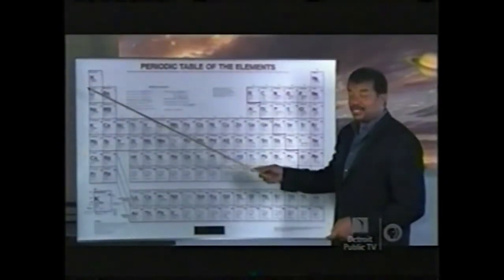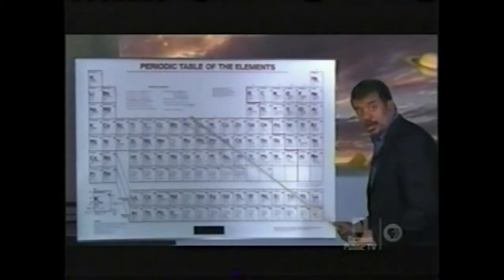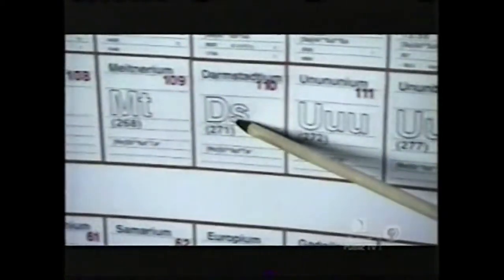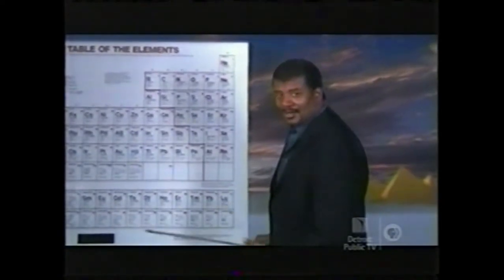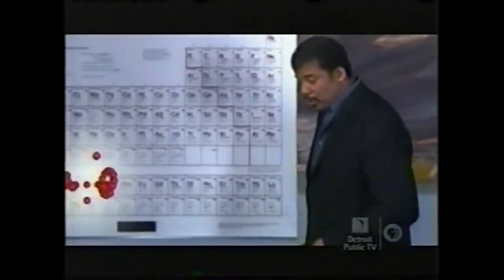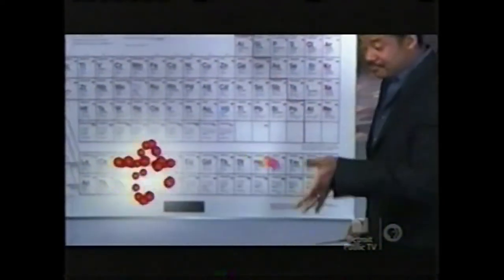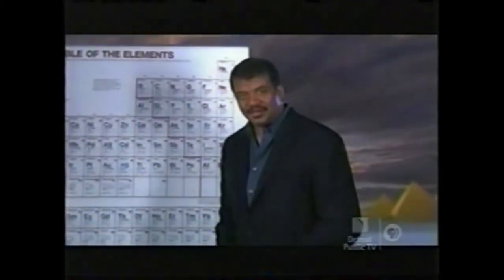The table starts up here at 1 and keeps going and going and going, but way down here, it just stops. What's up with that? Why can't we just add more protons to an atom and build new elements? Well, correspondent Carla Wall has found some folks who spent their lives trying to do just that.